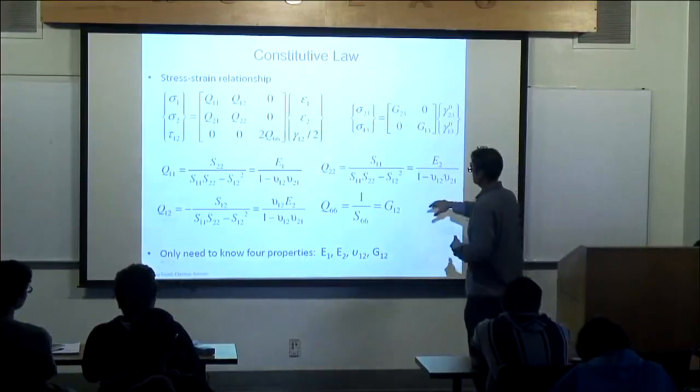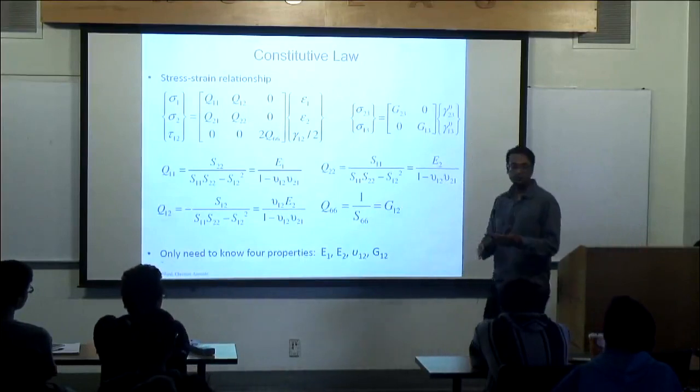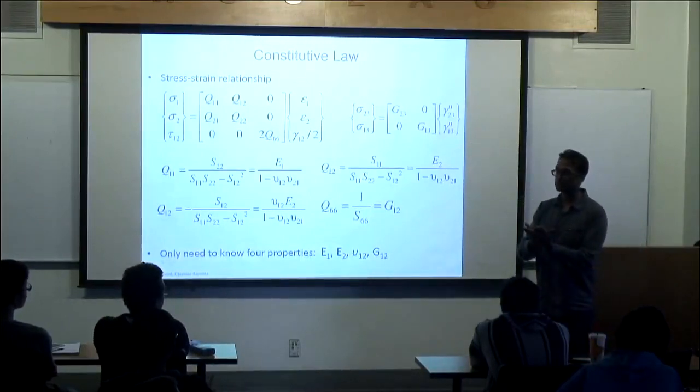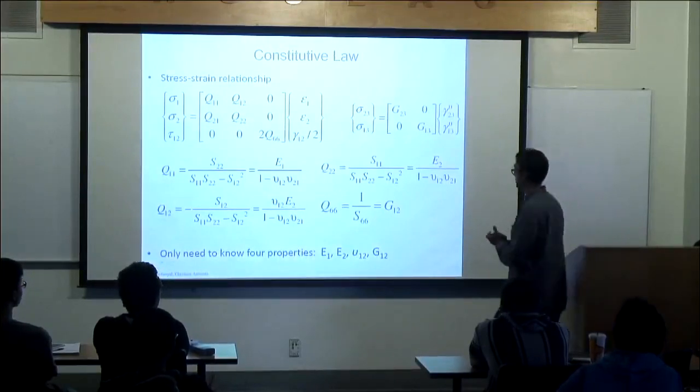The G12 test: to get G12, you'll do a plus minus 45 off-axis test. That can give you G12 as well. So you take the plies, you put them plus minus 45, you test that, and you can get G12 if you strain gauge that correctly.